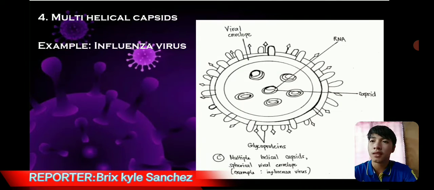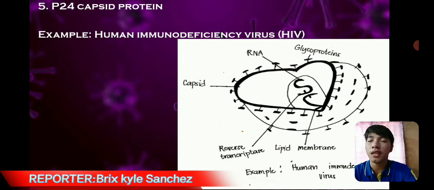The fourth one is the multihelical capsid. An example of this is the influenza virus. And the last example of a capsid of a virus is the P24 capsid protein. We can see this type of virus capsid in the human immunodeficiency virus, also known as HIV. This photo shows what it looks like.